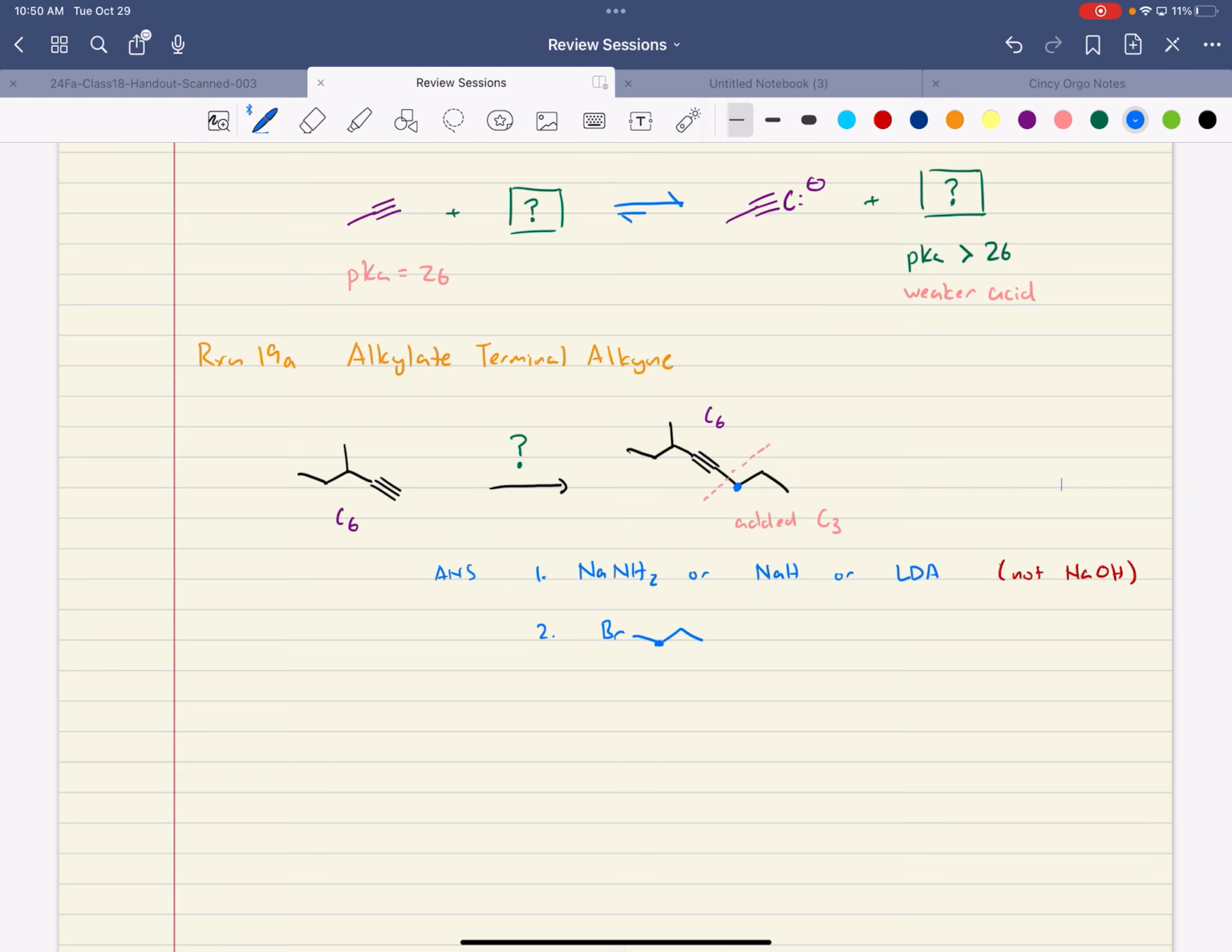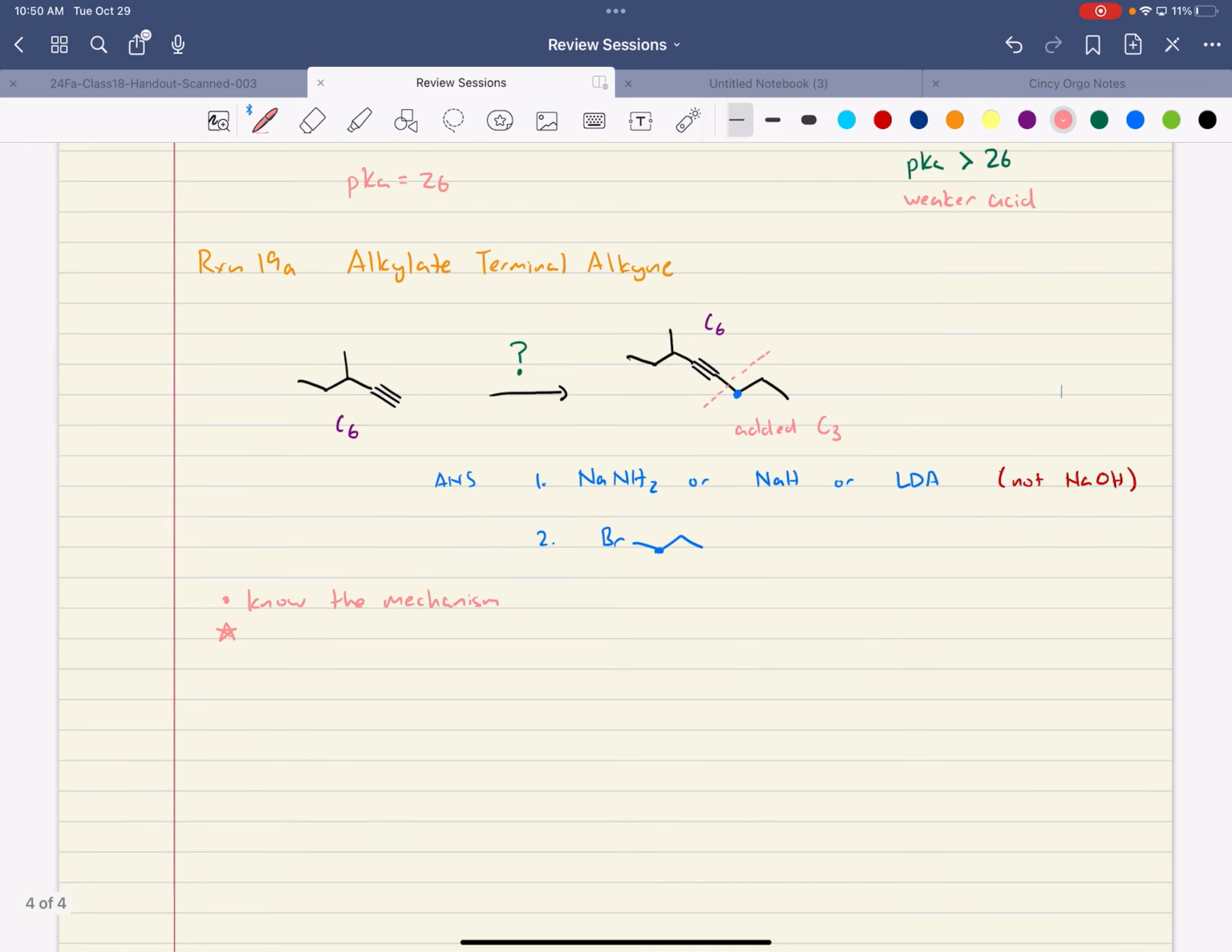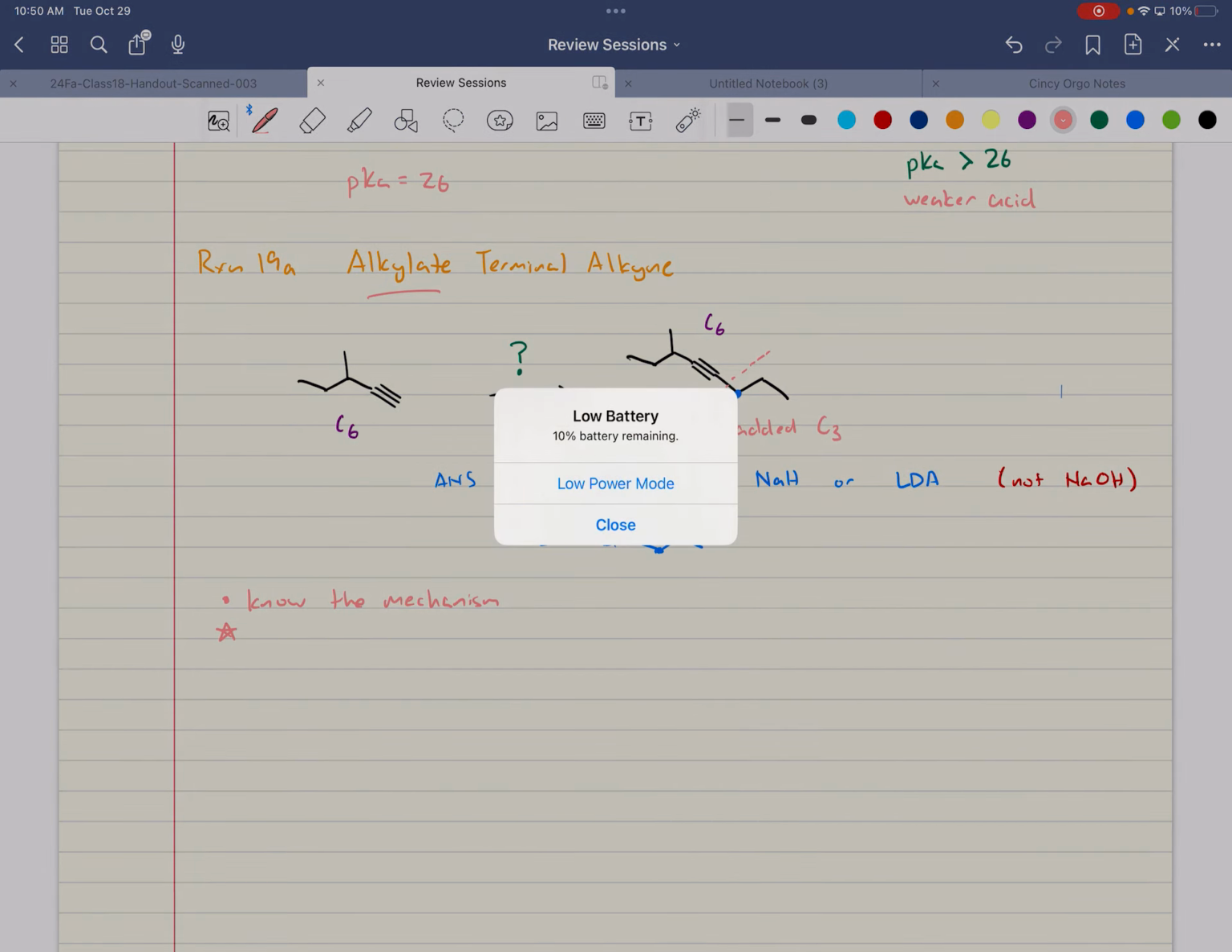I'm not going through the mechanism, but I'm going to write, definitely you need to know it. Okay? So know the mechanism. And there's a really important point. If you want to alkylate, you add an alkyl group. If you want to alkylate, your alkyl halide has to be uncrowded. It has to be methyl or primary.